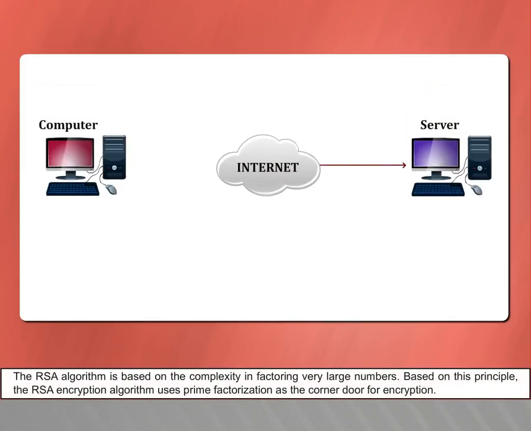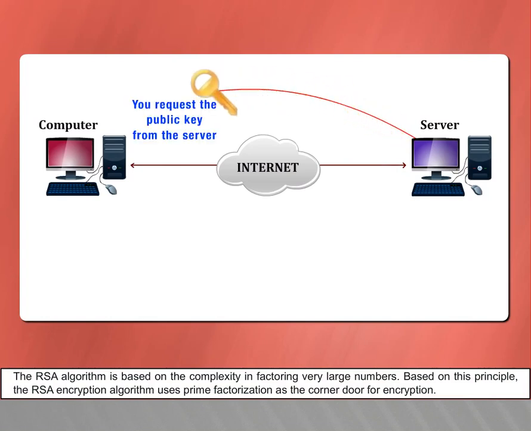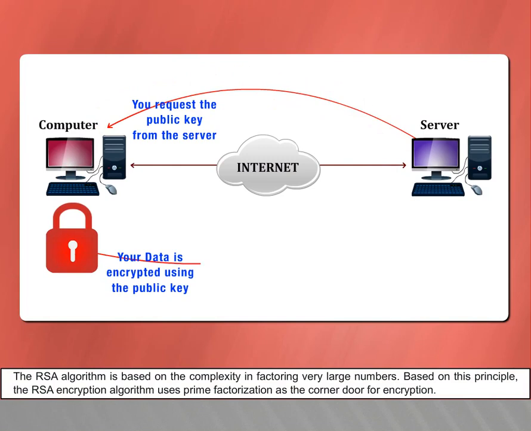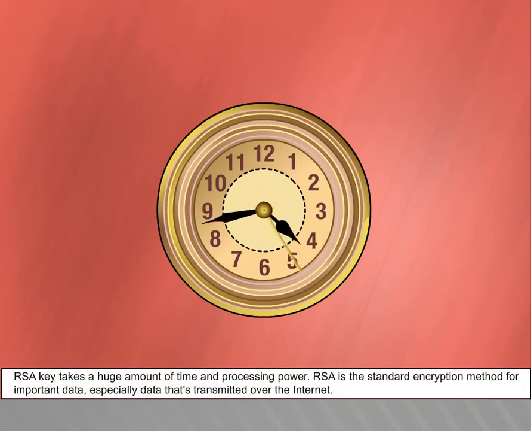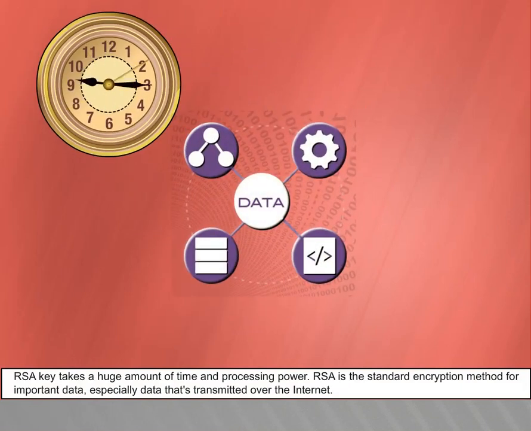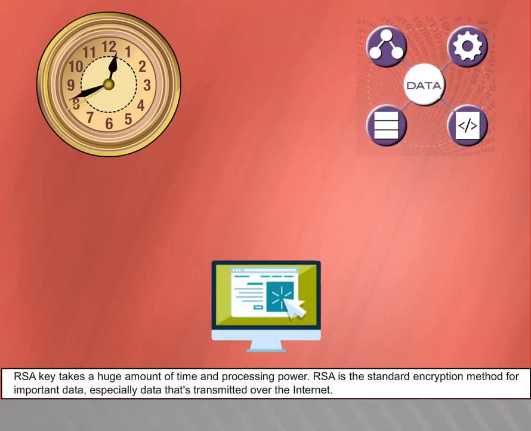The RSA algorithm is based on the complexity of factoring very large numbers. Based on this principle, the RSA encryption algorithm uses prime factorization as the trapdoor for encryption. Breaking an RSA key takes a huge amount of time and processing power. RSA is the standard encryption method for important data, especially data that is transmitted over the internet.